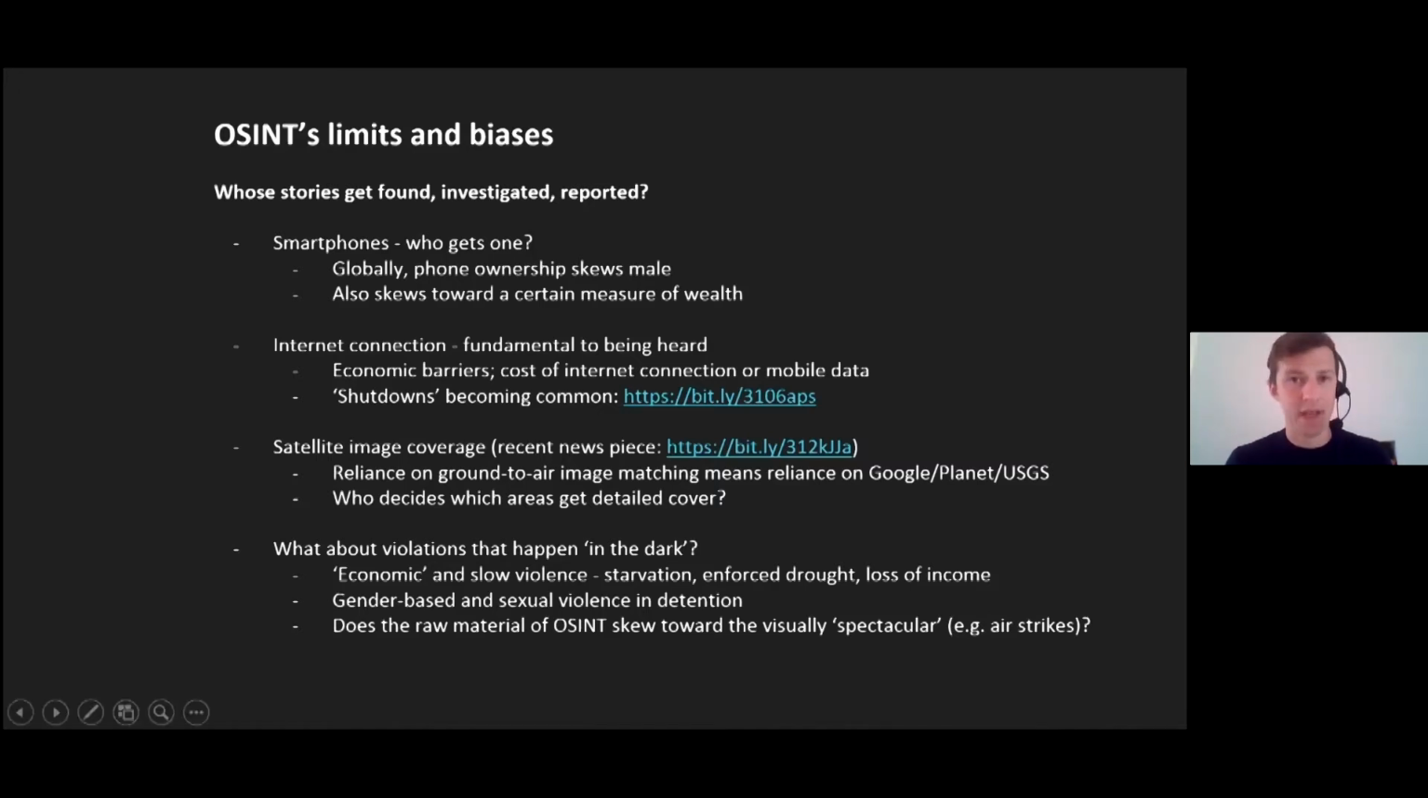Finally, what about violations that happen in the dark? This is something that we're really trying to work on accessing at the moment. Things like economic and slow violence, starvation, enforced drought, loss of income. These are some of the things that we're seeing in Yemen, for example, in the Saudi-prosecuted war against Yemen. We want to think about gender-based violence and sexual violence in detention, where phones have been taken away. And a question which hangs over us all the time is, does the raw material of open source investigation, when we're analyzing airstrikes and military violence, skew towards what's visually spectacular, such as airstrikes? Okay, I think at that point, oh no, one more.